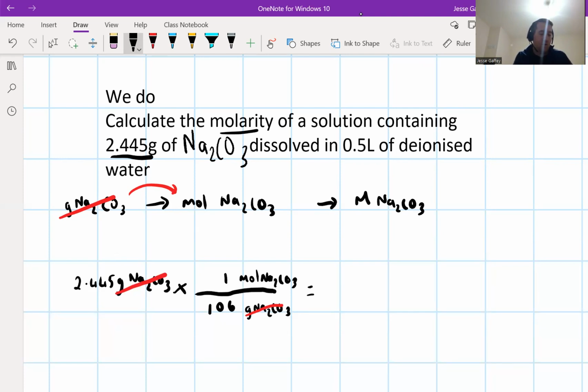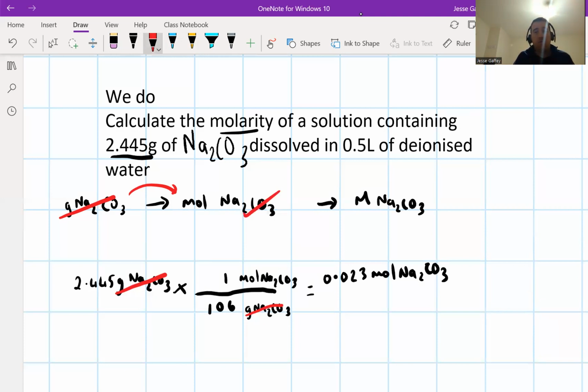So I'm going to go 2.445 times, well, I know that 1 mole weighs 106 grams, and I have a lot less than that. So I should get a number here that's a lot less than 1 mole, if I'm thinking logically here. 1 over 106. All right, and I do get a number less than 1. I got 0.023, and that's moles of Na2CO3.